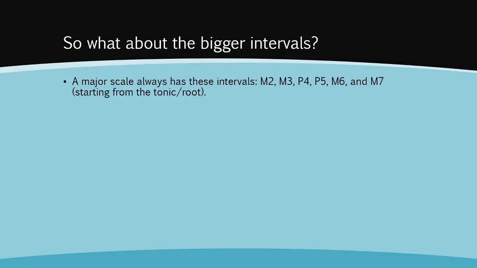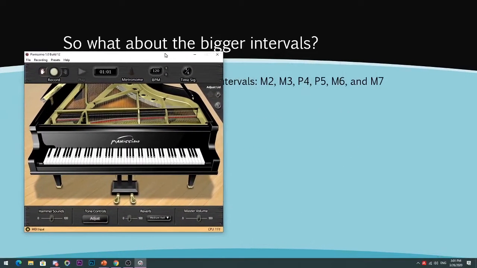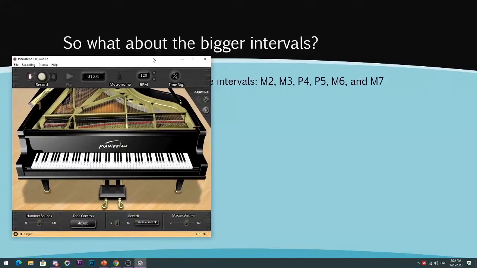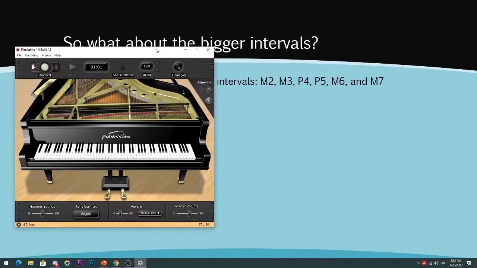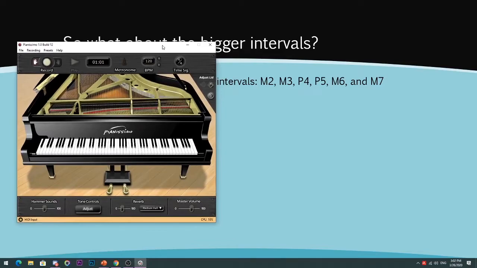The major scale always has these intervals, okay? Now, these intervals are only starting from the tonic or the root, okay? So I'll bring pianissimo over again. Sorry, I wish I could make it smaller so you could see everything, but all right. So we'll start with C. Again, only using the white keys, right? All these white keys.